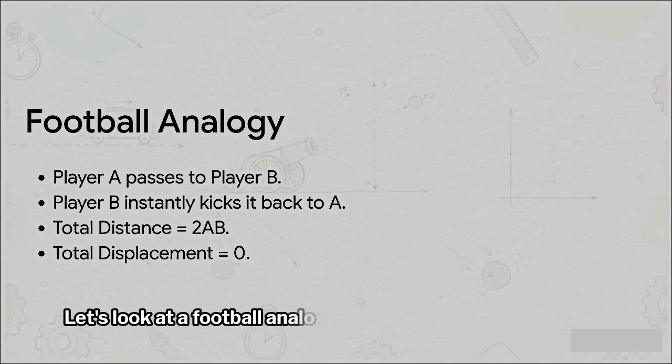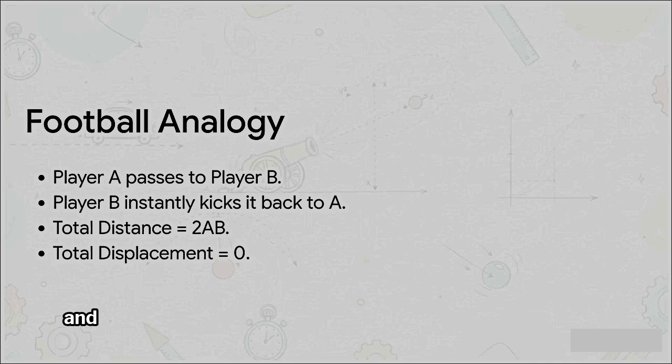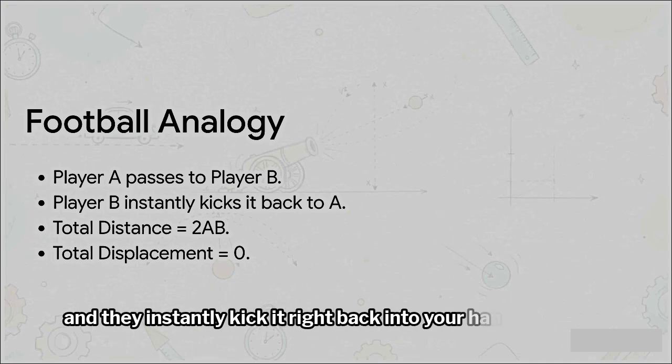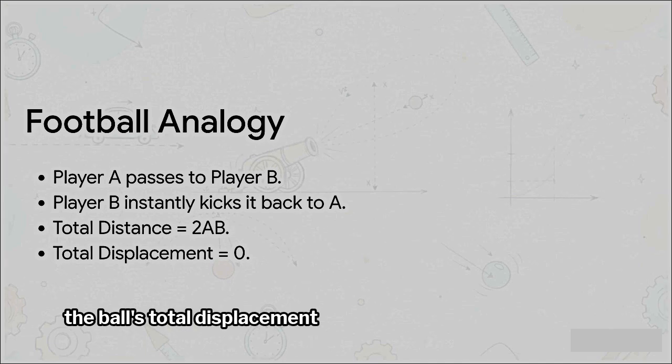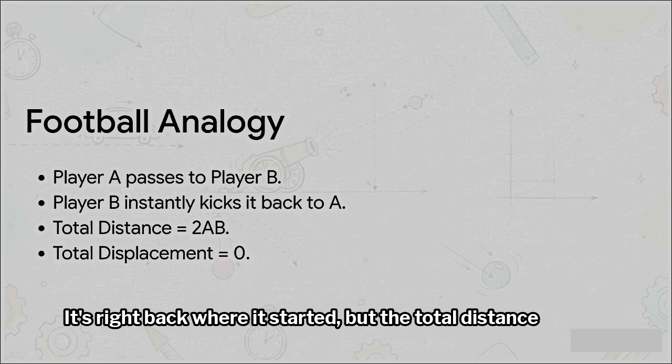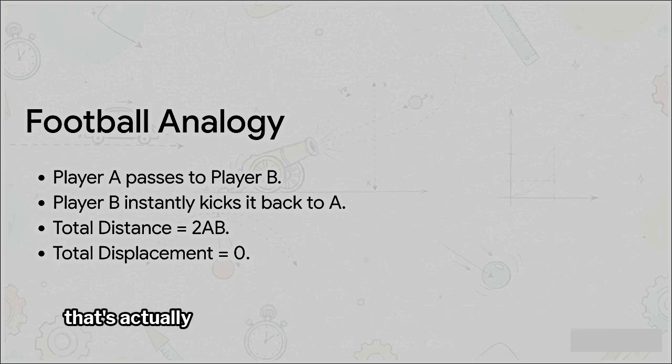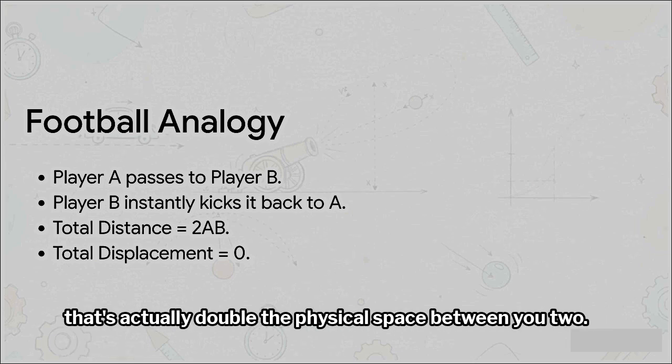Let's look at a football analogy to really lock this in. If you pass a football to a friend and they instantly kick it right back into your hands, the ball's total displacement is zero. It's right back where it started. But the total distance the ball traveled, that's actually double the physical space between you two.